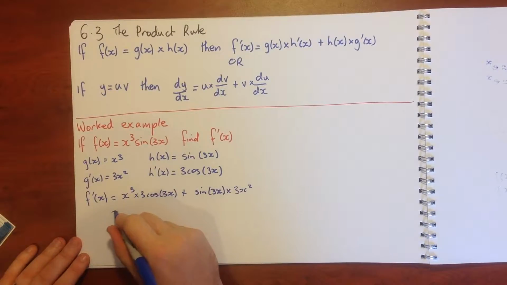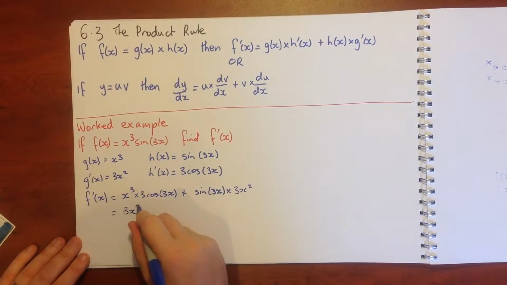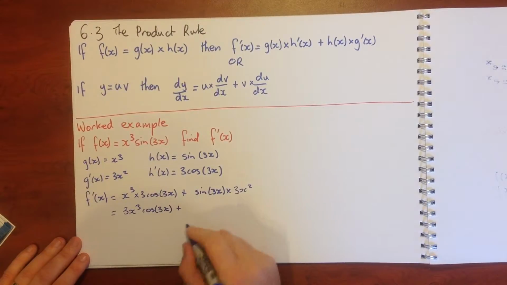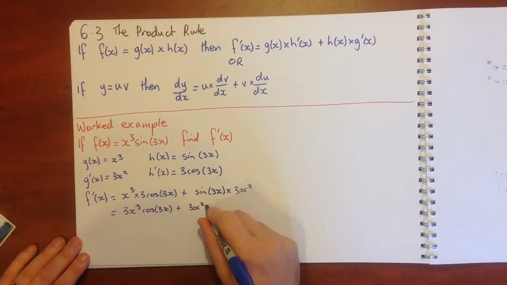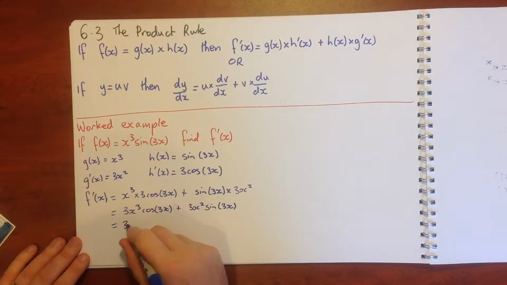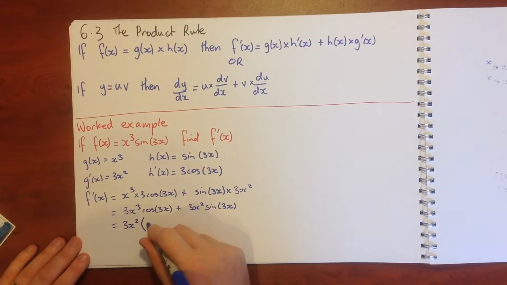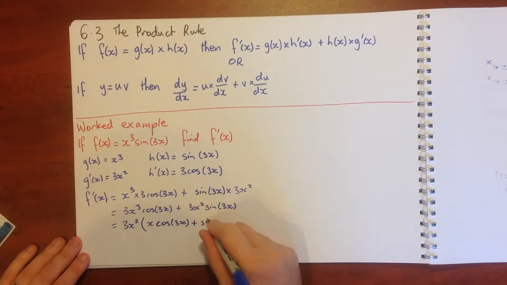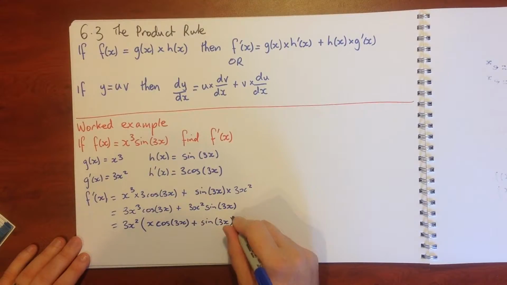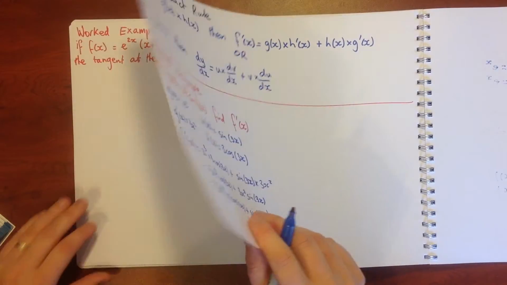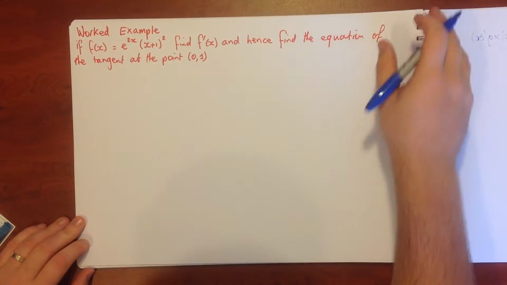Now we're neatening this up a little bit, so that we've got 3x cubed cos of 3x plus 3x squared sine of 3x. If you really want to, you could bring out 3x squared as a common factor and say that you're left with x cos of 3x plus sine of 3x if you want to. And we're done. So we'll move on to the next one.